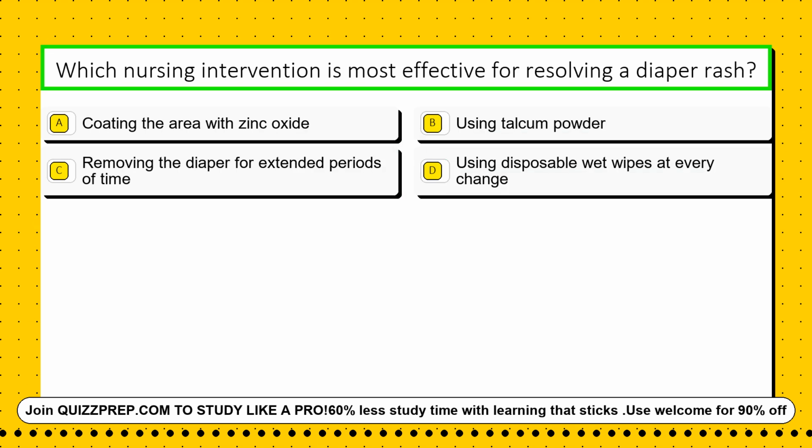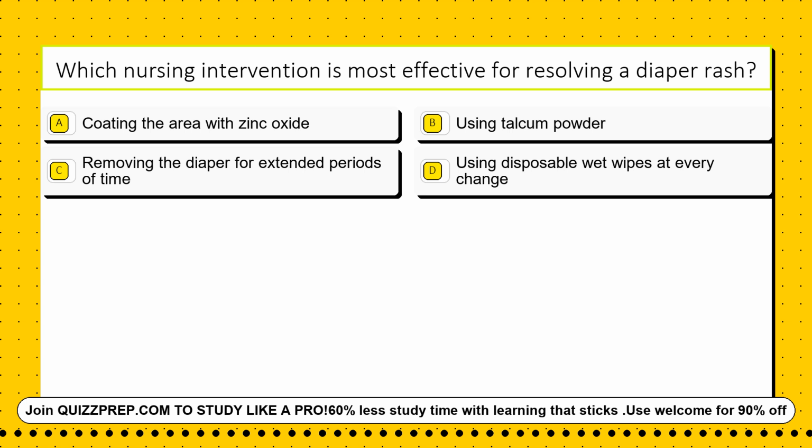Question 109. Which nursing intervention is most effective for resolving a diaper rash? Option A. Coating the area with zinc oxide. Option B. Using talcum powder. Option C. Removing the diaper for extended periods of time. Option D. Using disposable wet wipes at every change.